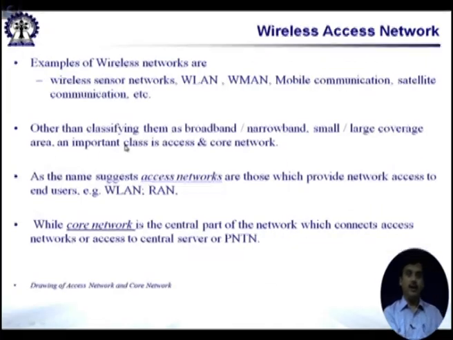What we are mainly interested in this course is the access part of the network. The access part of the network is that part which provides connectivity to a network. It provides access to the network. Examples are WLAN, that means wireless local area network, or the radio access network. When we talk about the core network, it is the central part of the network which connects the access networks or different access networks to a central server or PSTN.